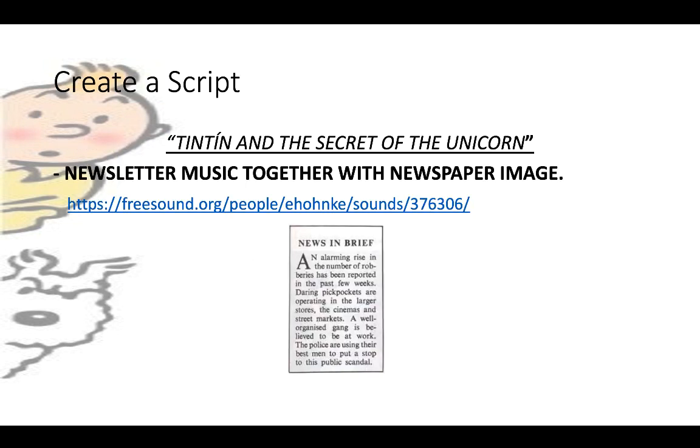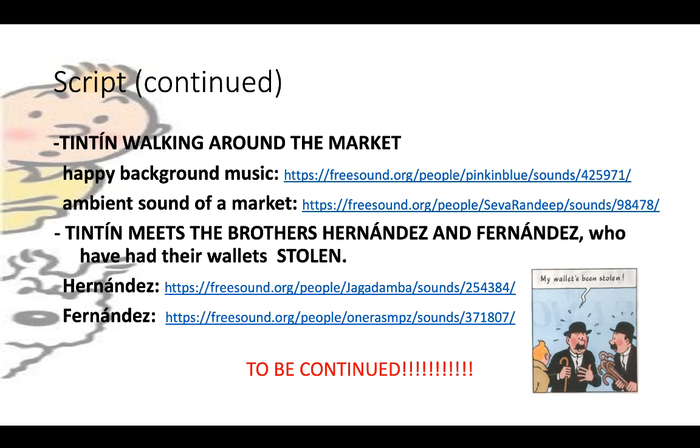After you gather materials, you should create a script that includes a plan for combining the music, images, and voice. So here we have a simple script that we've put together. We have a sound file and the news in brief story for the first frame. And then we have Tintín walking around the market with some happy background music and some ambient sound for the market. Then Tintín meets the brothers Hernandez and Fernandez, who have had their wallets stolen, and we have some sounds for them, and so on.